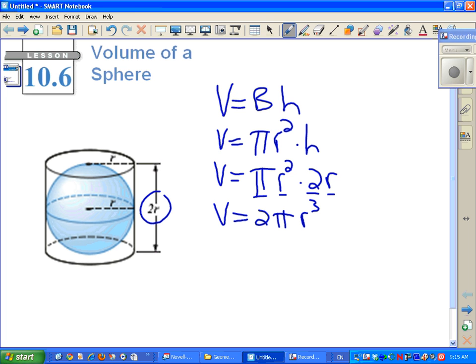All right, now, here's the tricky part. What we have here is the volume of the cylinder. Now, unfortunately, to actually derive the formula for that sphere, you have to use calculus. And since you're in geometry, that probably wouldn't be appropriate. So we're going to estimate. We're going to use inductive reasoning here.